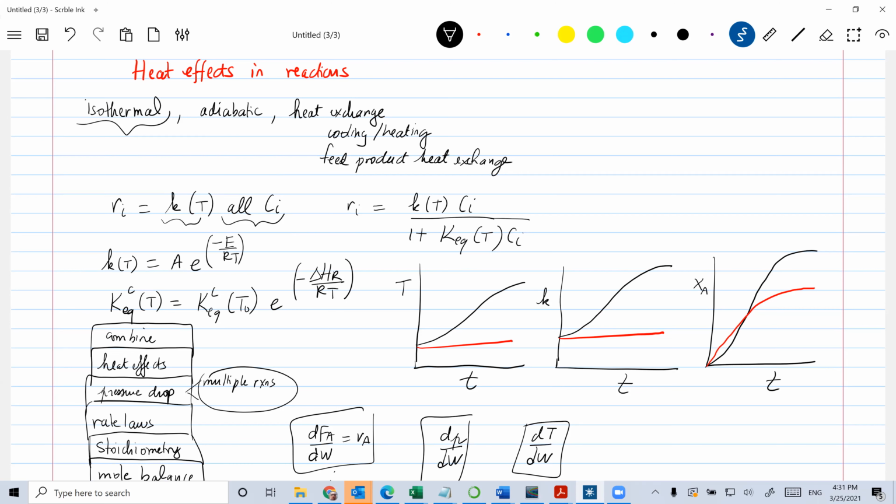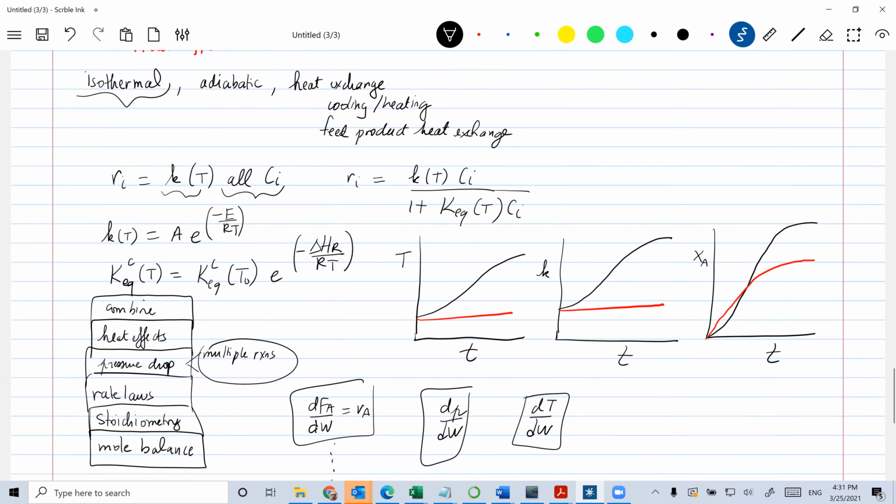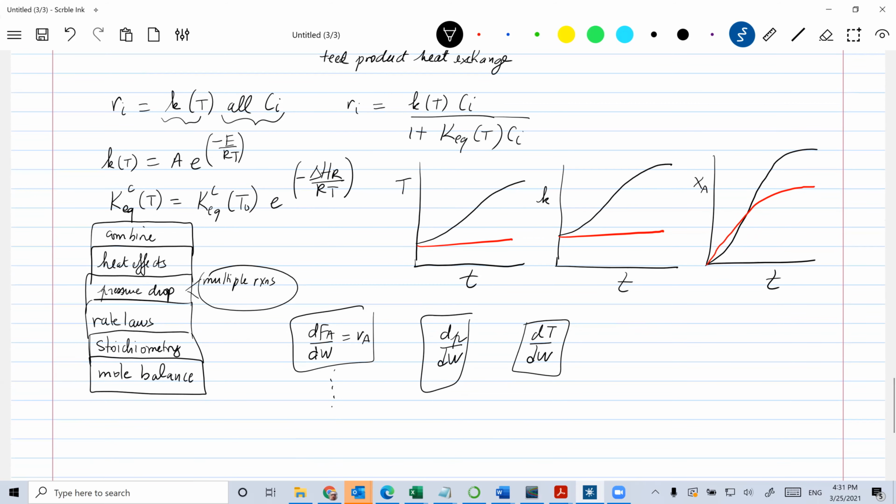Okay. Now, we know that, of course, most, if not all, reactions absorb heat or generate heat. Maybe not so much enzymatic ones compared to catalytic ones.